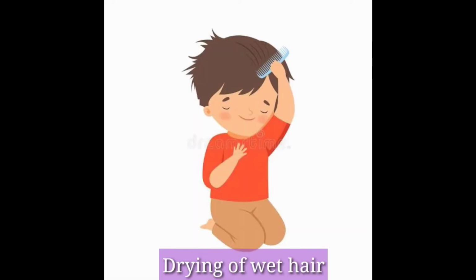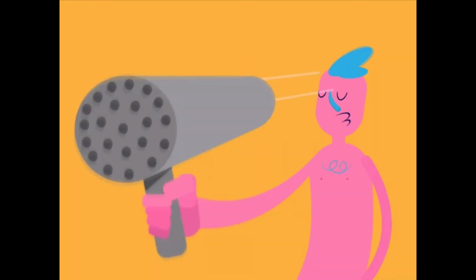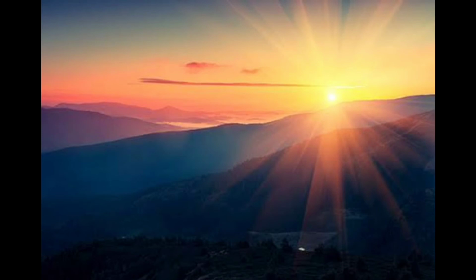And another example is drying of wet hair. If you need to dry your hair immediately, the only possible immediate way is by using a hair dryer. Sunlight is relatively a slow process. The water of wet hair evaporates due to the heat of the sun or the heat of the hair dryer.